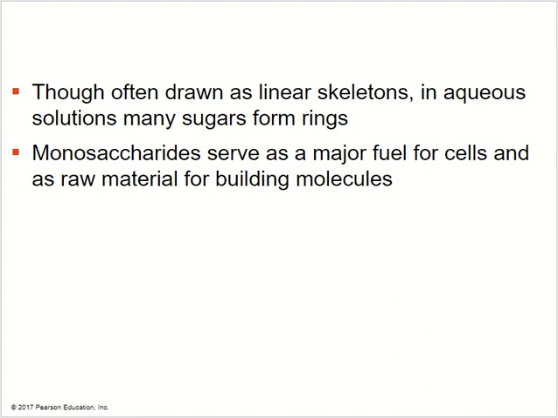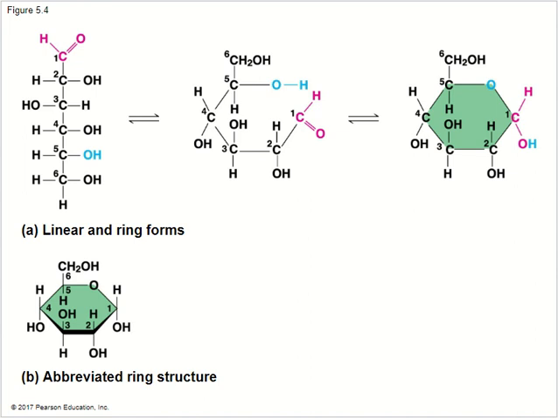Though often drawn as linear skeletons, in aqueous solution, many sugars actually form rings. Monosaccharides serve as major fuel for cells and as raw material for building molecules. So in solution, usually glucose or galactose exist as a 6-member ring, where 5 of the members are carbon and 1 is an oxygen.